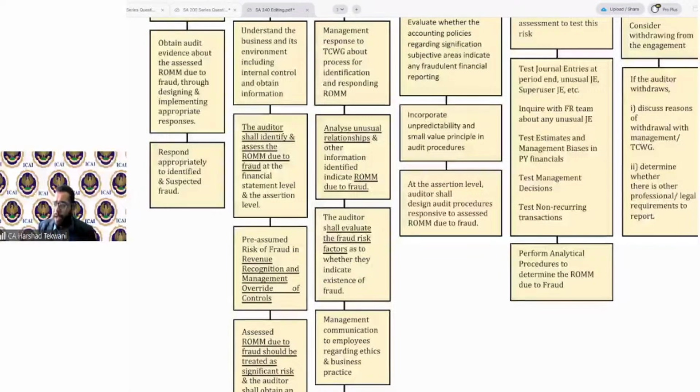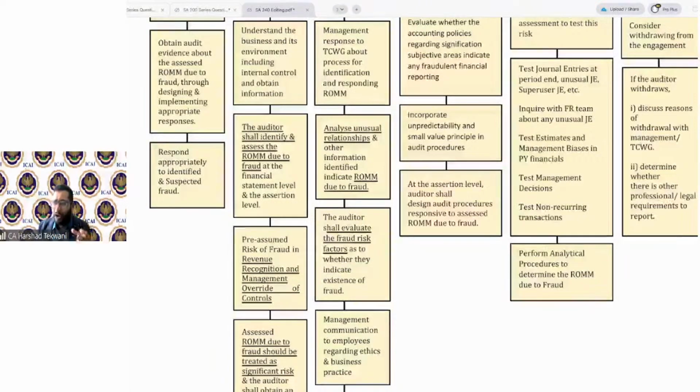So the fraud risk factors are classified as an incentive or a pressure to commit the fraud, a perceived opportunity to commit the fraud, and an ability to rationalize the fraudulent action. These are the three fraud risk factors. So basically, these are the three categories or conditions that generally are present whenever there is a high chance of fraud. And under each category, there are some factors.